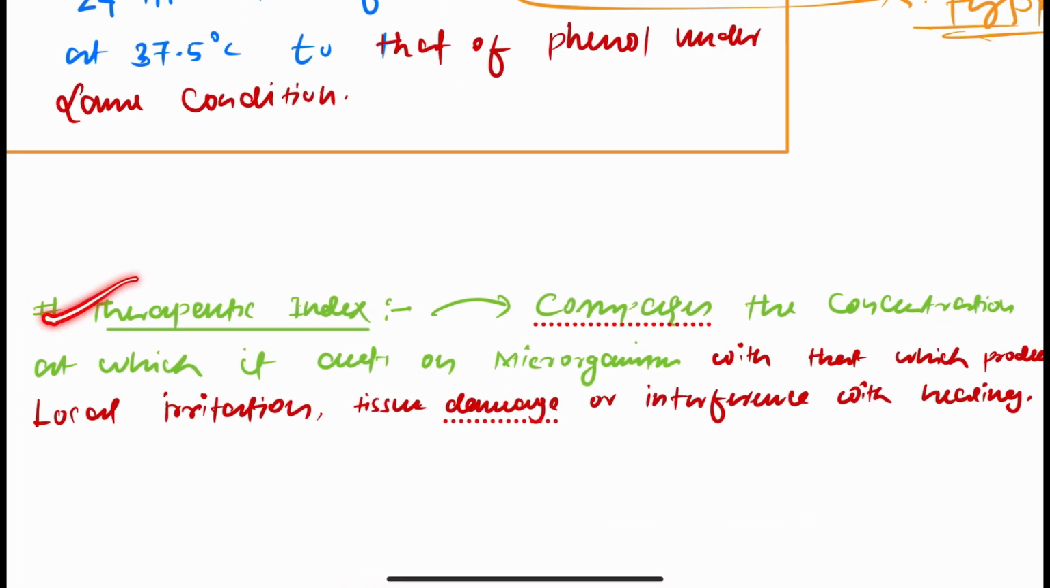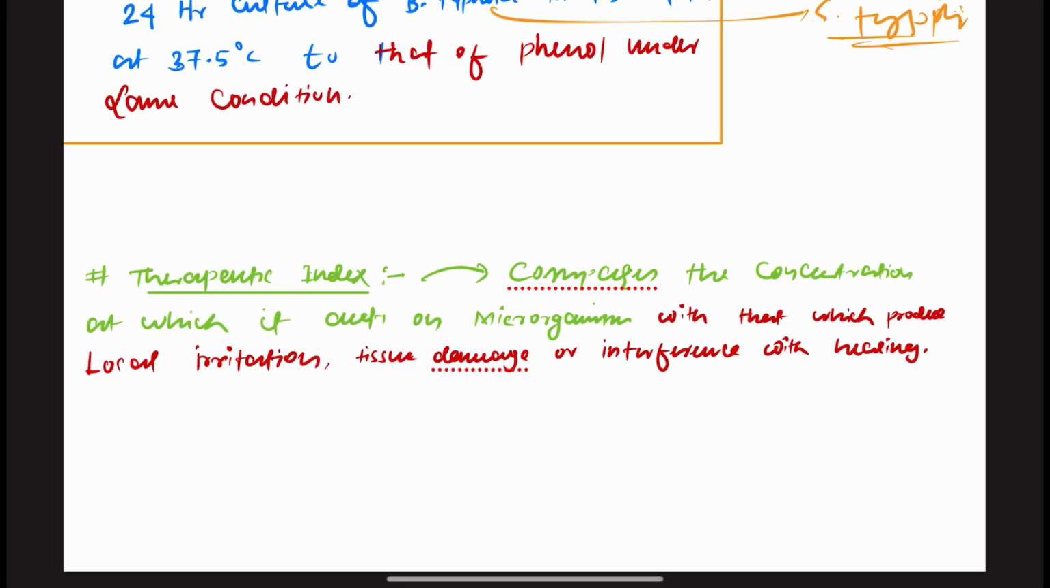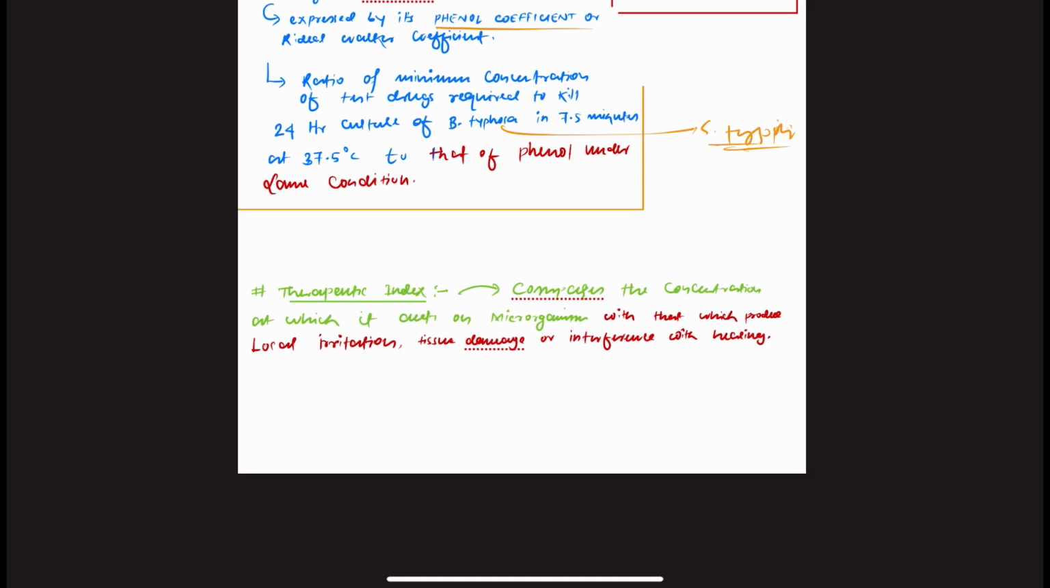Next is the therapeutic index. So what is the therapeutic index? That is the comparison of the concentration at which it acts on the microorganisms with that which produces local irritation, tissue damage or interference with healing. तो जो concentration में काम करता है, और जिस concentration में irritation to the body or the tissue is occurring, मतलब अच्छा और बुराई के बीच में जो रेशियो है उसको थेरेपेटिक इंडेक्स बोलते हैं.